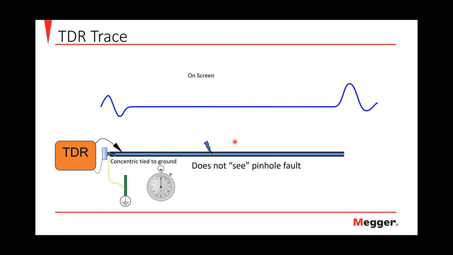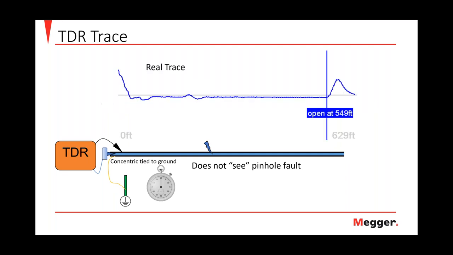This particular cable does have a fault. It has a pinhole fault, which is that high resistance fault. The TDR by itself cannot see a pinhole fault. It does not have the voltage to overcome the resistance of that fault. And this is what it would look like on a real trace. We can see the open end, and we can see the beginning. This is probably a splice here because we have this slight wiggle signature, but we don't see that impedance change for the pinhole fault.